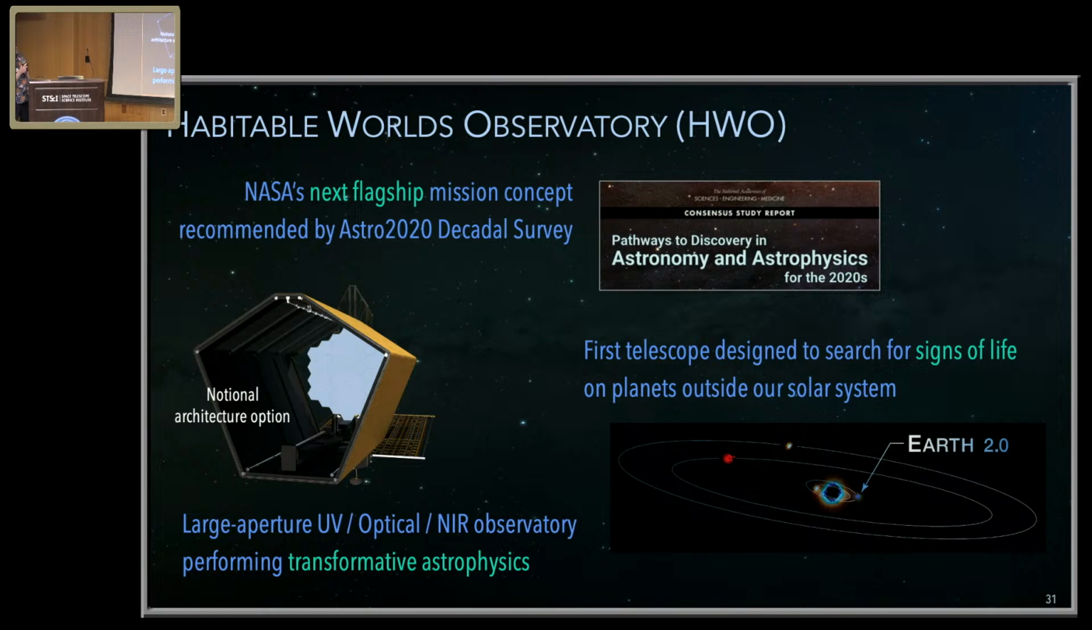Don't forget about HWO. So what is it? Habitable Worlds Observatory, NASA's next flagship mission concept recommended by the Astro2020 Decadal Survey, and some nice pictures and orbits. That's the design so far. You can take a picture and read the details. Direct imaging is the future. Expected launch is in the early 2040s. Oh my gosh, that's a long way.